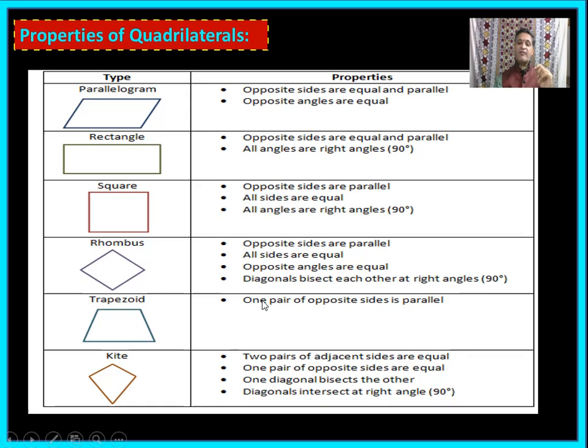And trapezium. One pair of opposite sides are parallel. Only parallel, not equal. There may be these two or these two. Only one pair of opposite sides are parallel.